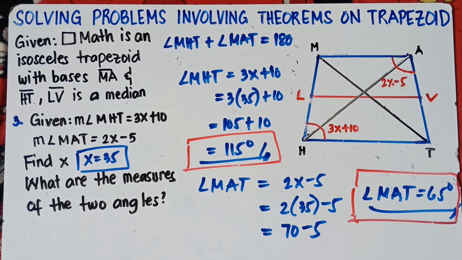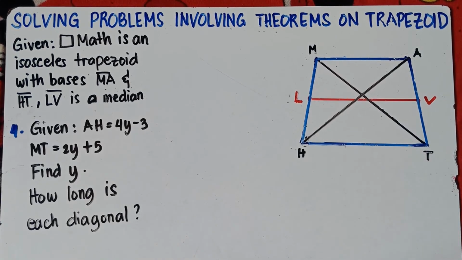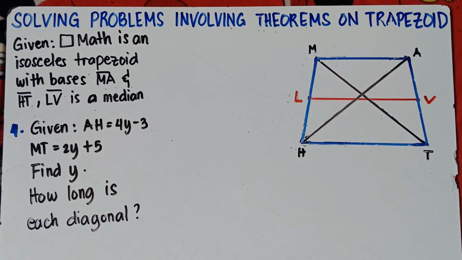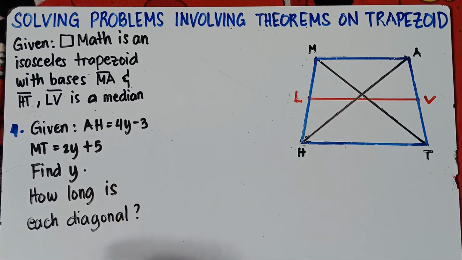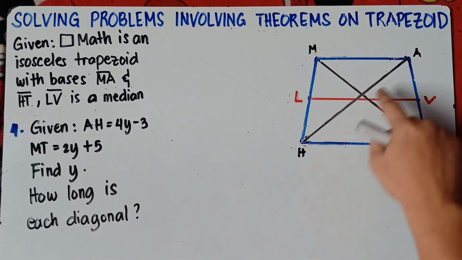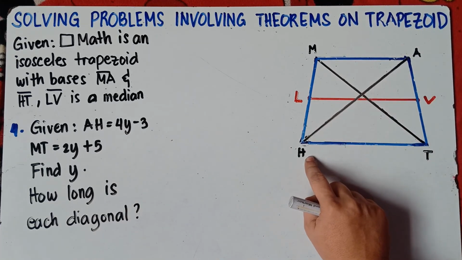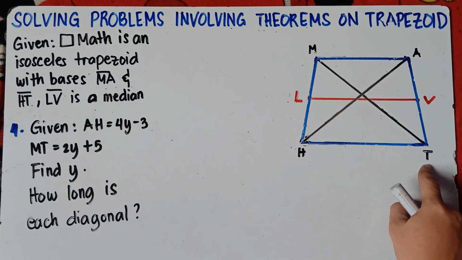Alright, let's try the last question, number 4. Given AH is equals to 4y minus 3 and MT is equals to 2y plus 5. You are told to find y and how long is each diagonal. So, AH, this diagonal AH, is equals to 4y minus 3, and this diagonal MT is equals to 2y plus 5.